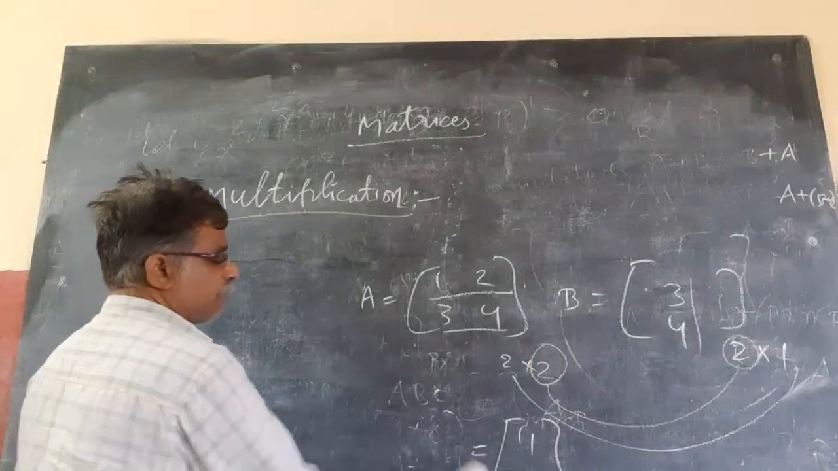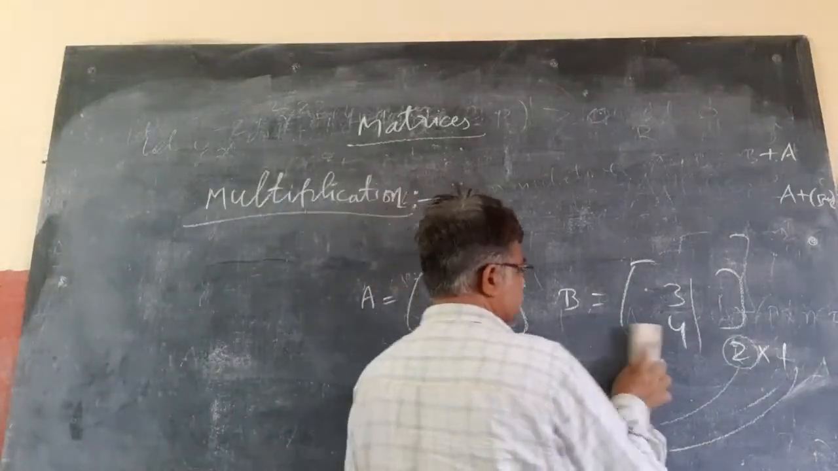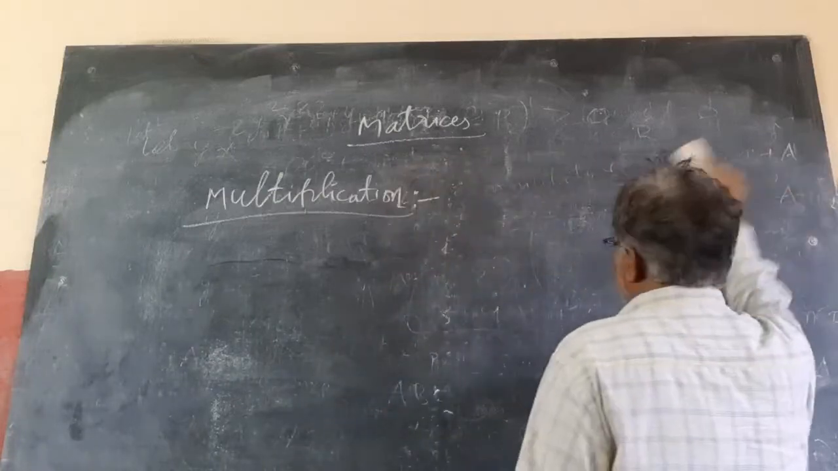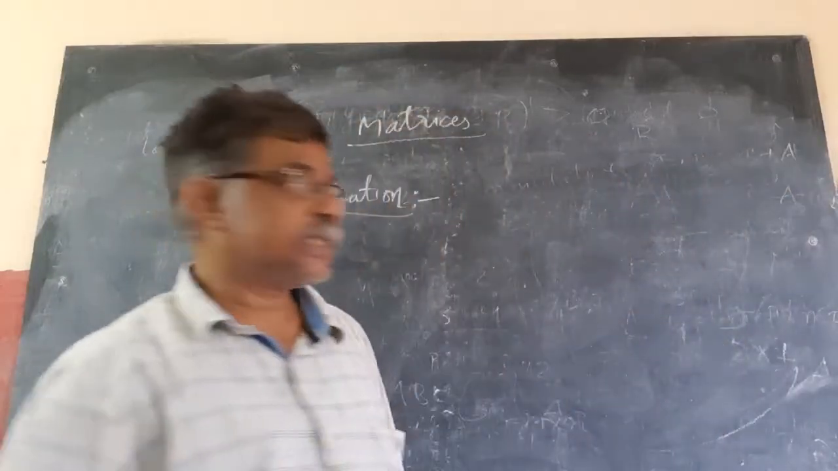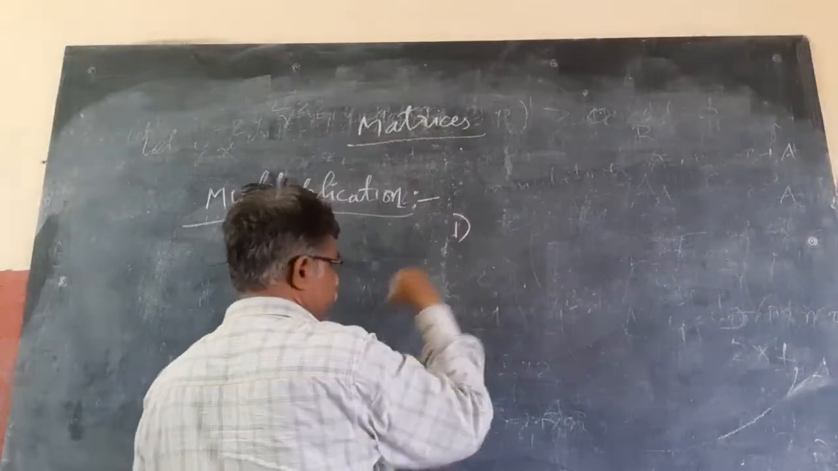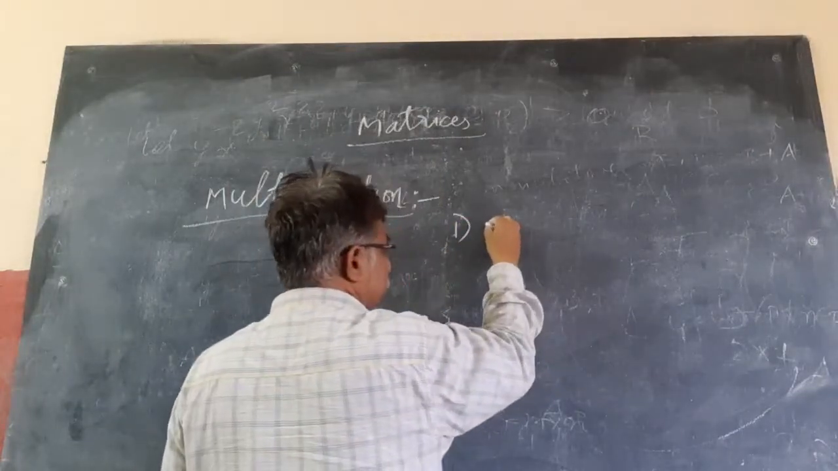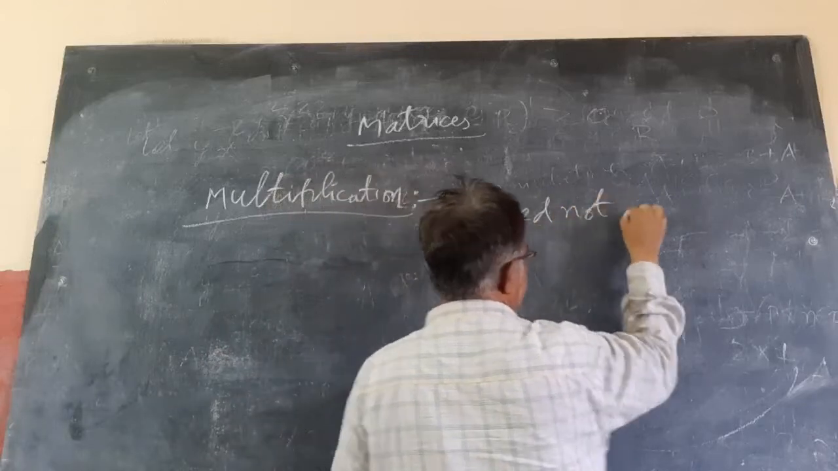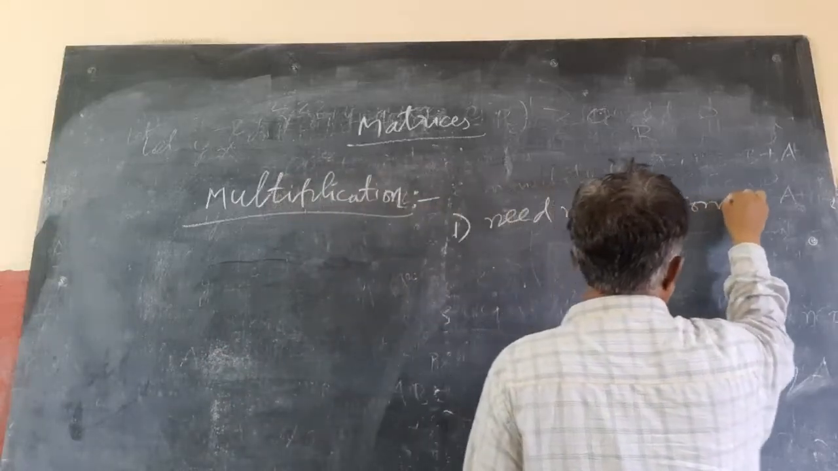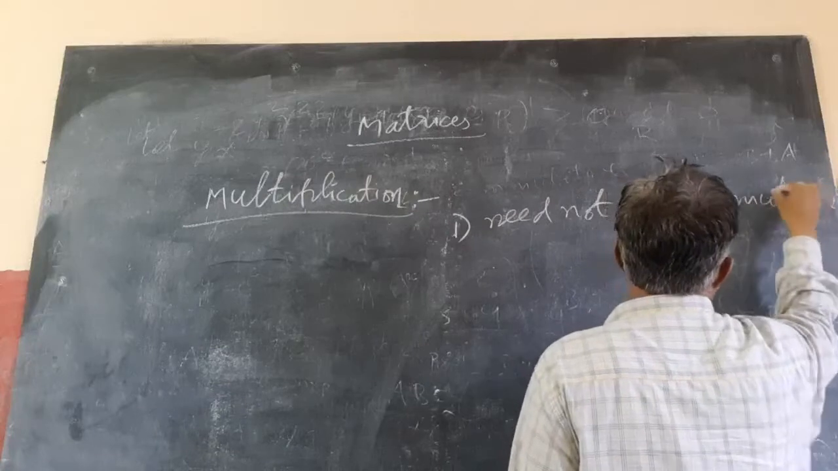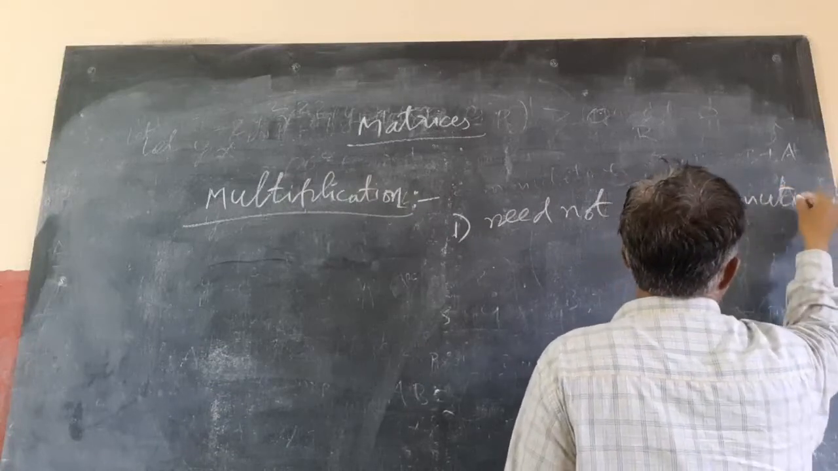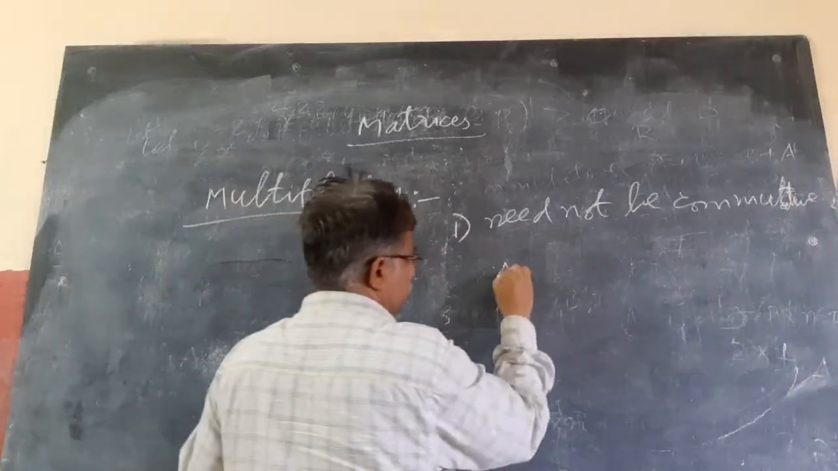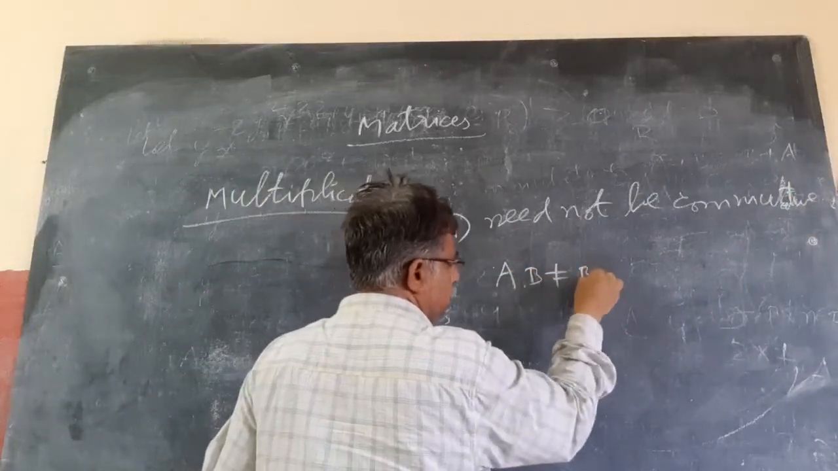Next, properties of multiplication. We already discussed them last year. Again, like addition, coming to the properties. First one: multiplication need not be commutative. Usually we will say not commutative, because AB need not be equal to BA.